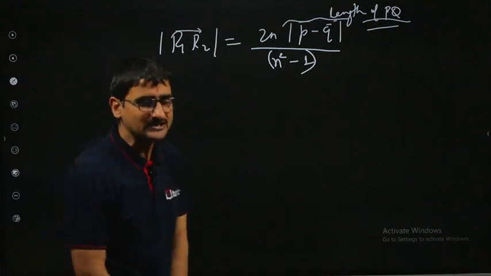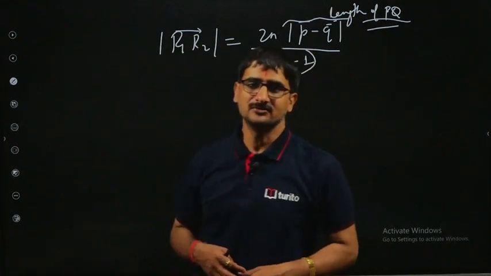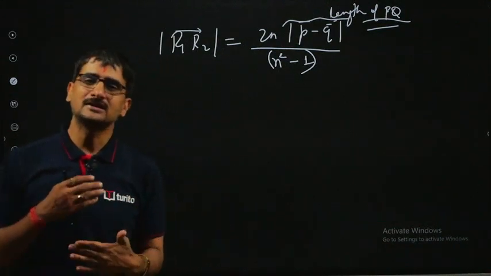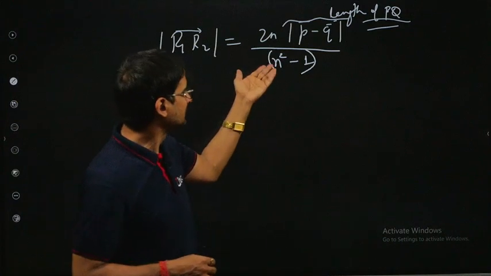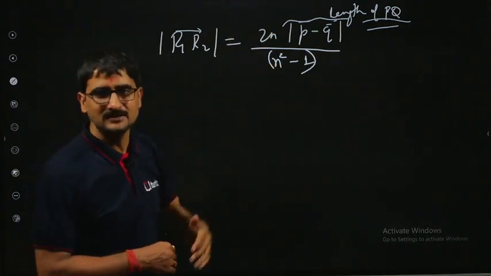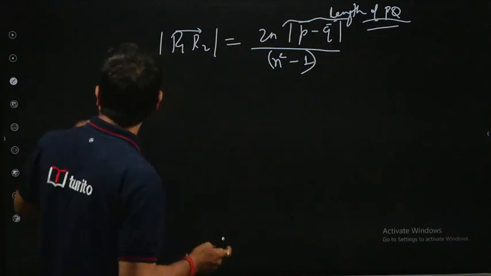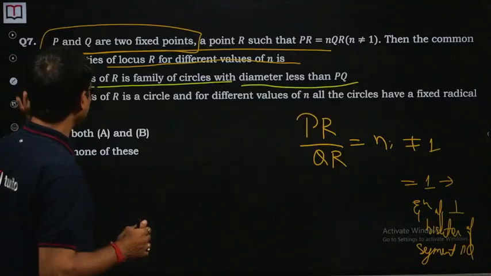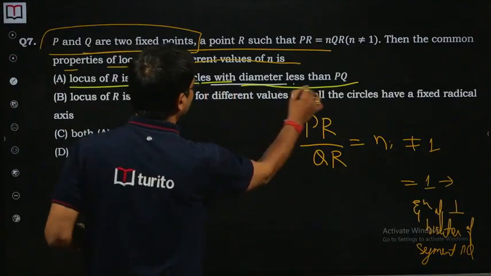They haven't said anything about n, whether it's a natural number or not, so n can be as good as half also. Then again we will get something which is maybe greater than PQ. So for the first option, though there's a relation between the length of the diameter and the distance between PQ, somehow this is not always true.